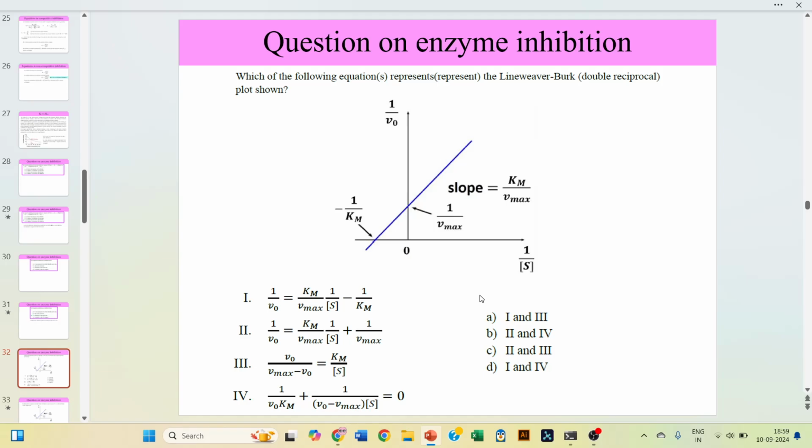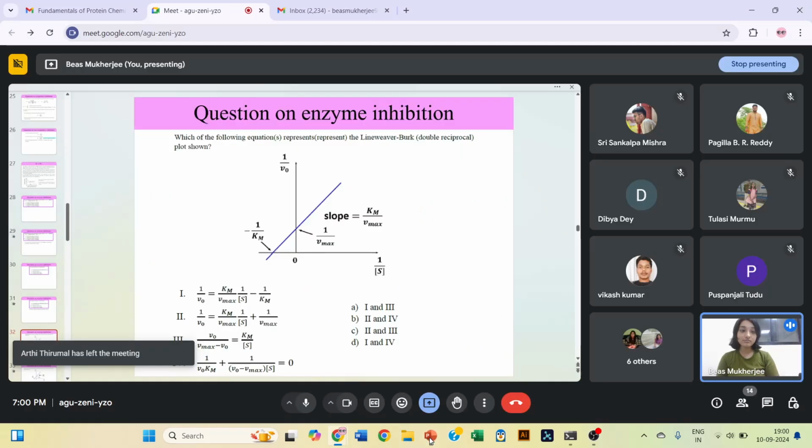Okay. This is another question. This is how you might get questions. There might be equations, and they might ask you which of the equations properly represent the Lineweaver-Burk plot, or which of the equations represent the Eadie-Hofstee plot. So you have to remember in which plot what are the different axes, and from there you can derive, using the Michaelis-Menten equation, exactly what the equation for a specific plot should be.